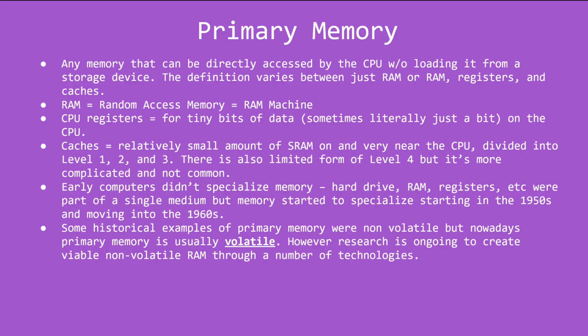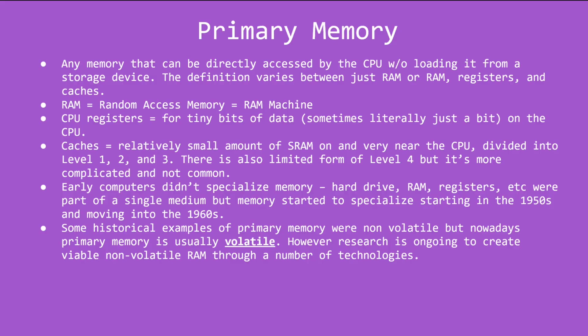Now, CPU registers, we mentioned those being the fastest thing, just very tiny bits of data, sometimes just a bit on the CPU, and there can be 40, 50, 60 different ones. And then we have caches, relatively small amounts of SRAM on or near the CPU, divided into level 1, level 2, level 3. There's a limited form of level 4, but we'll get into that.